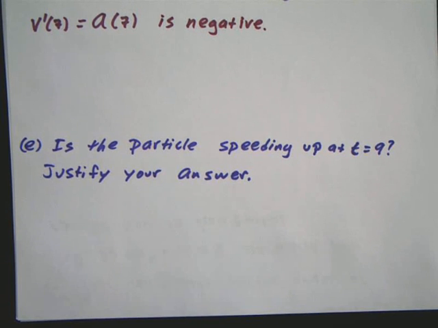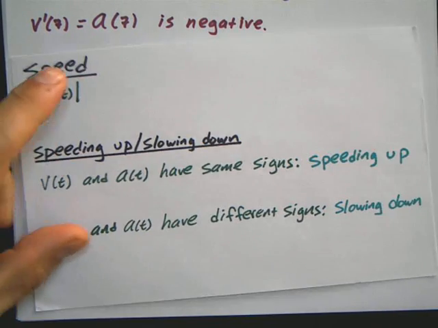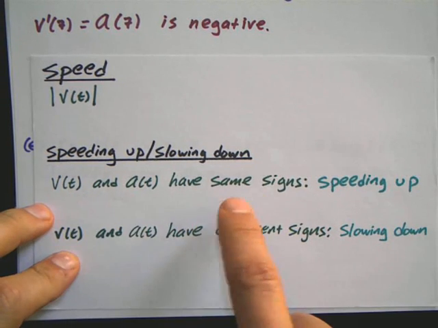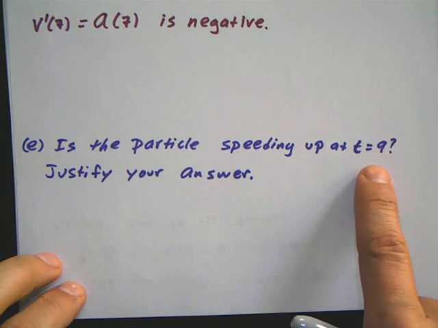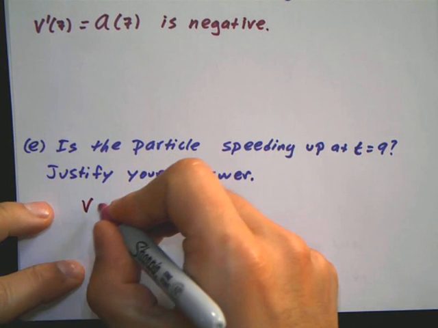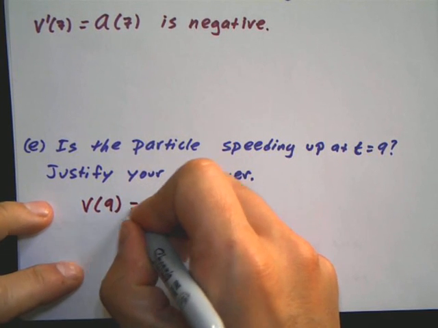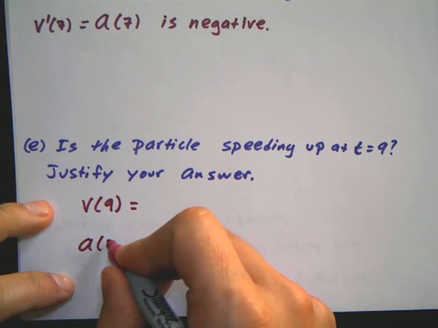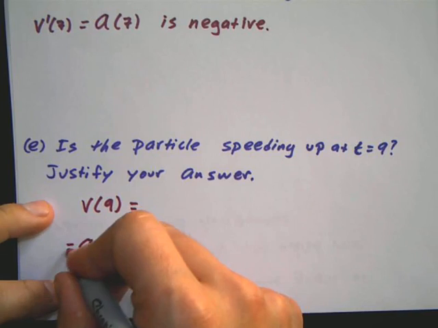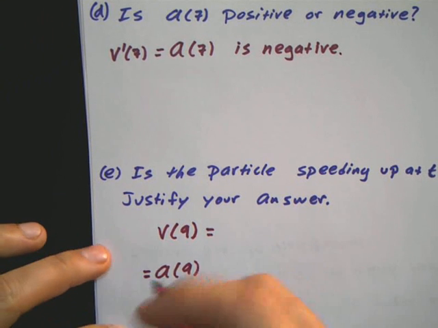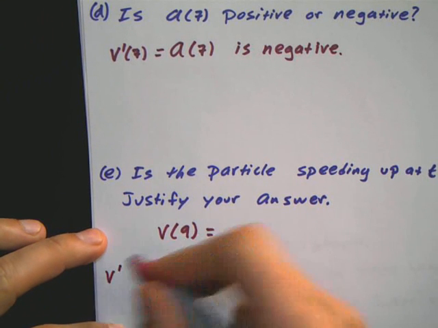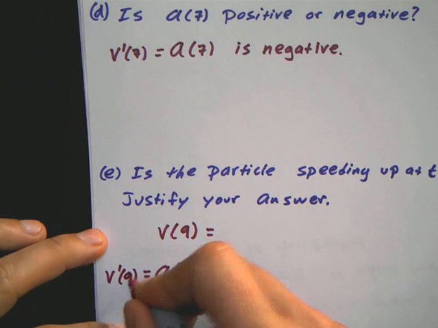Part E is figuring out if the particle is speeding up at t equals 9. And the last connection we have is that speeding up is determined by velocity and acceleration having the same signs. So we have to check the signs of velocity and acceleration at 9. First I can say velocity at 9, and we'll look at the graph for that, and then acceleration at 9. Like we did in part D, we have to relate acceleration back to what's given to us, which is velocity. So the derivative of velocity is acceleration at 9.